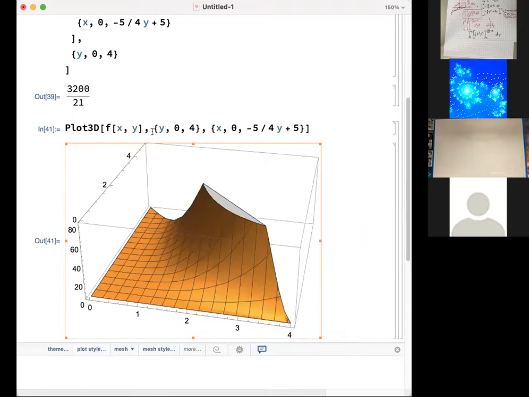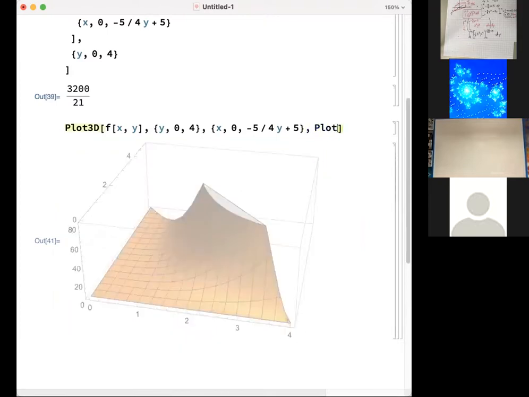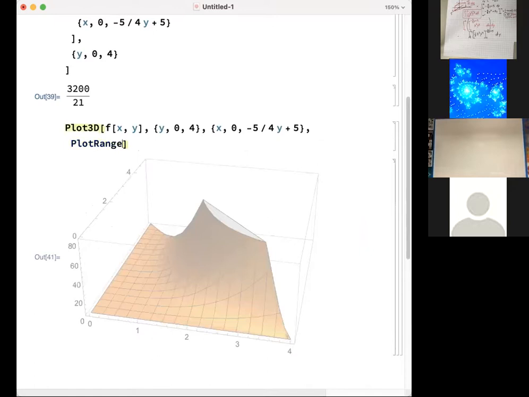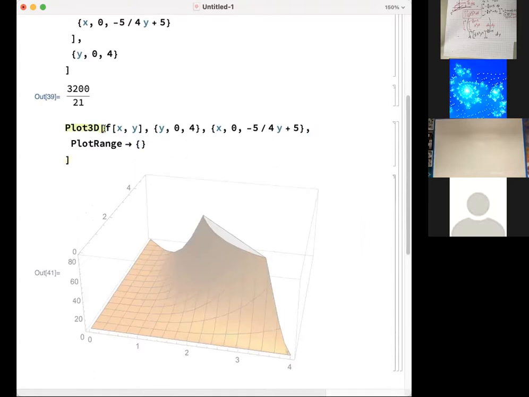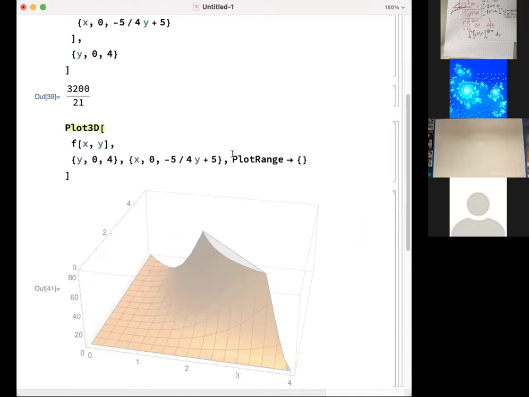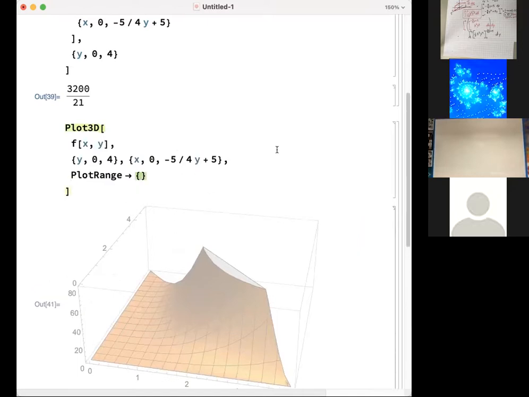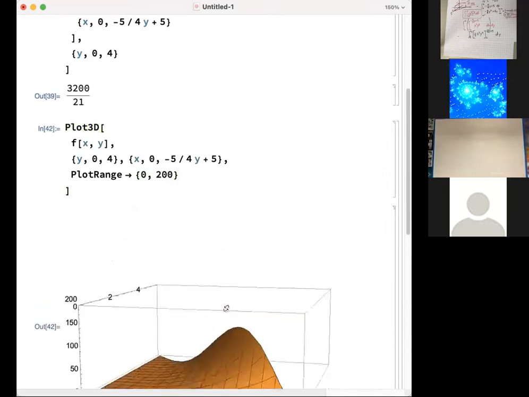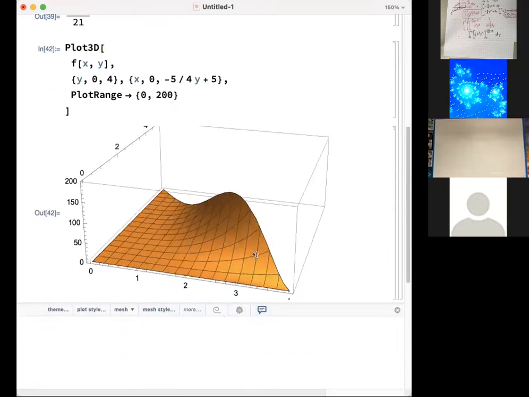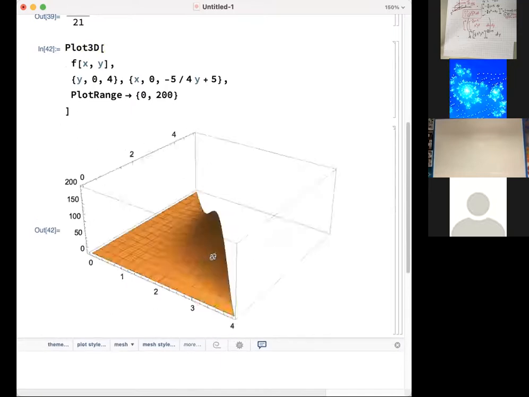So I want to add some X and Y and Z ranges to this. Let me say plot range goes from... let's do some indentation so you can focus on what we're writing. Plot range from 0 to 200. Does it allow me just to specify the Z plot range? Oh, yes, it does. Okay, that's wonderful. Now I can see this volume.